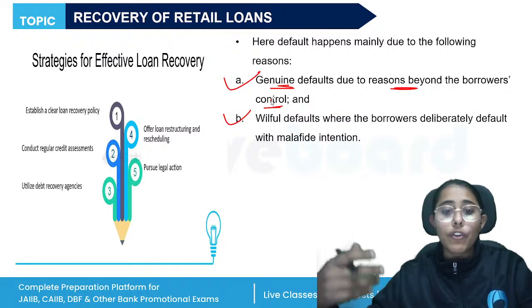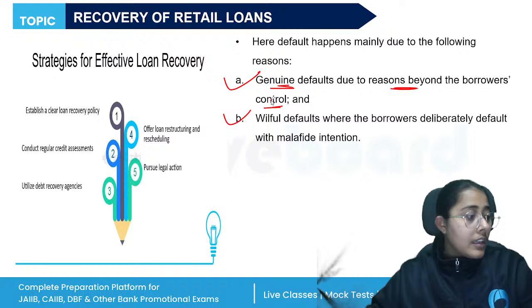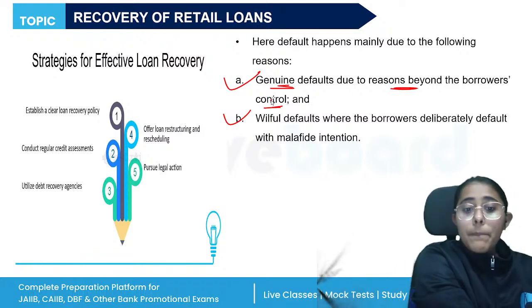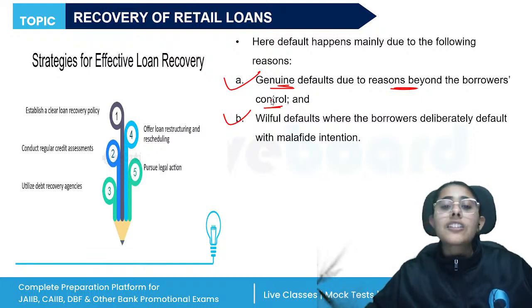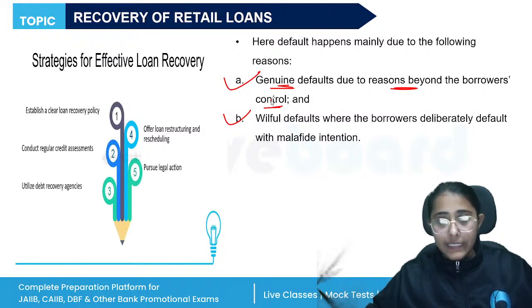For genuine defaults, the banks understand that the intention to pay was intact, but only the ability to pay is affected. So the approach of the bank for the recovery will be one of care and concern and customer oriented, because the setbacks sometimes are only temporary in nature. So the restructuring of the bank loan can be done. The repayment period can be increased.